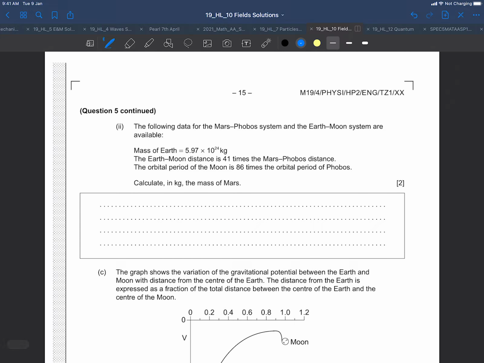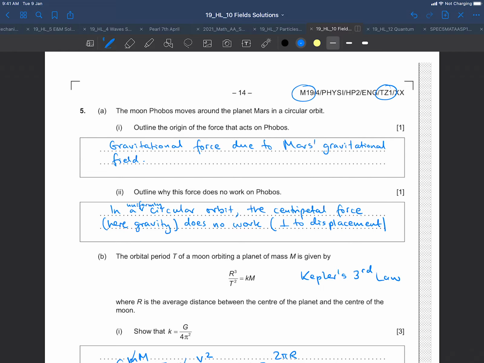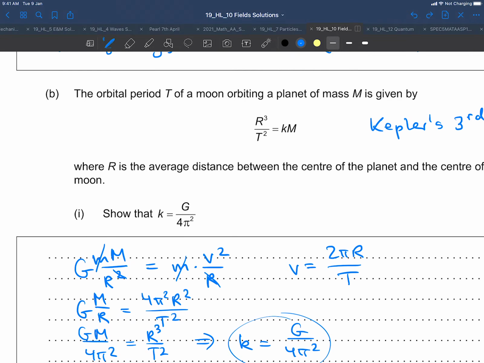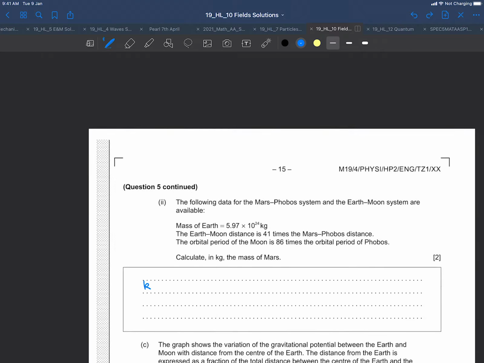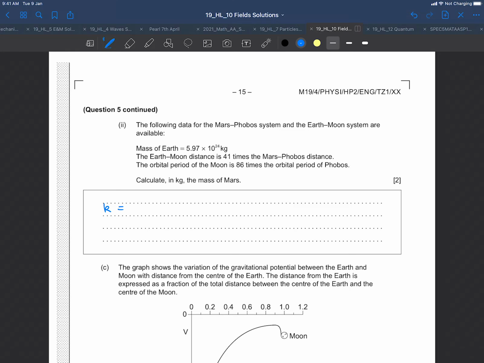Next one, we continue with the Mars-Phobos system. We're given the mass of the Earth, and then we are given ratios between the moon-planet distances and the orbital period ratio as well. We often work with ratios in astronomy, and here the way we can figure this out is to notice that the constant k that we just derived is a universal constant. It's G over 4 pi squared, so that's going to be constant. So k is the same for both systems. If I rearrange, k is r cubed over M T squared, and that has to be the same constant for Earth-Moon and Mars-Phobos.